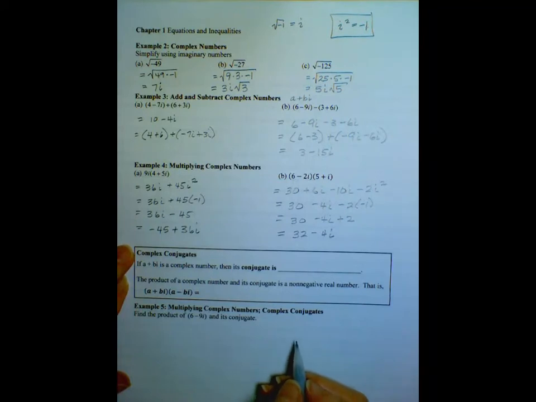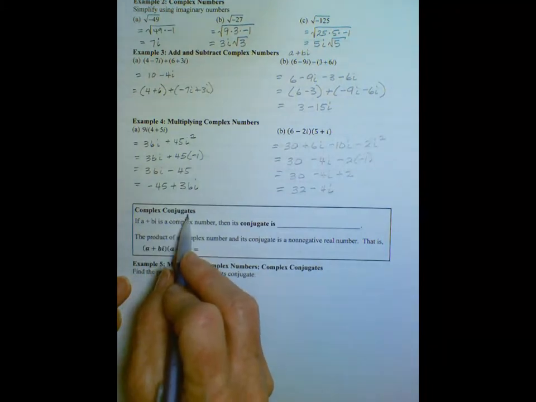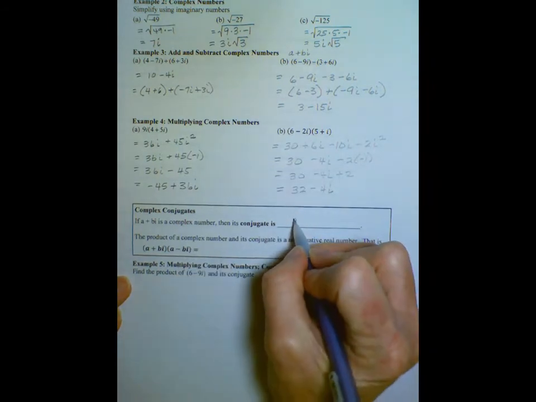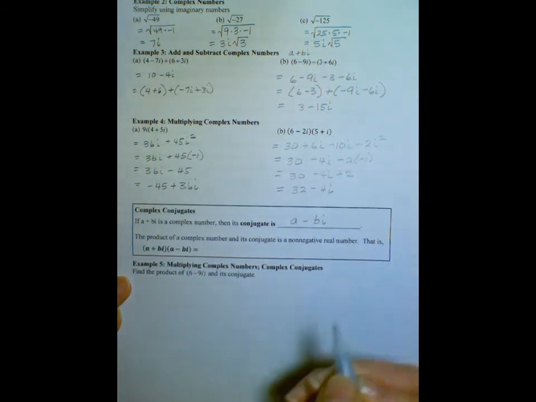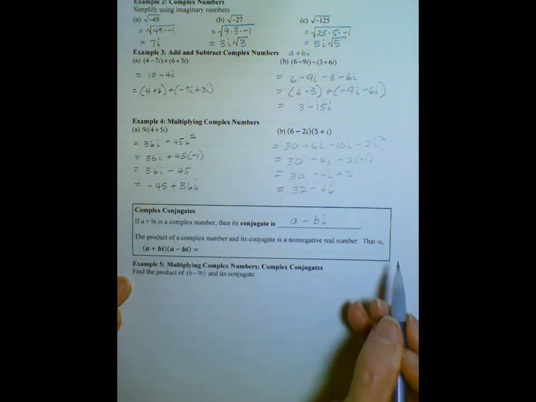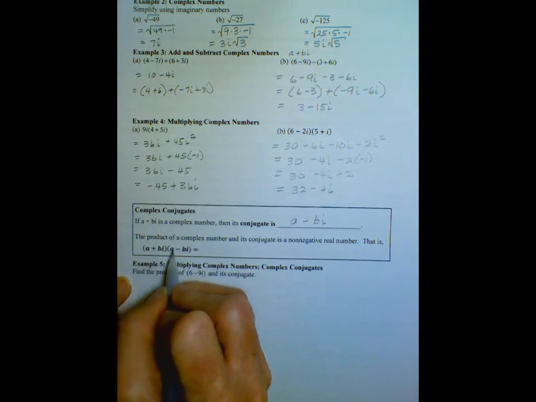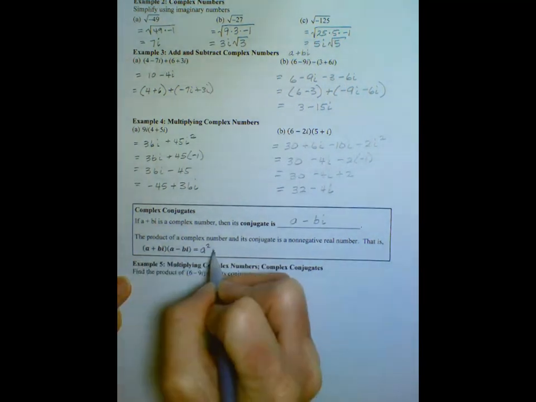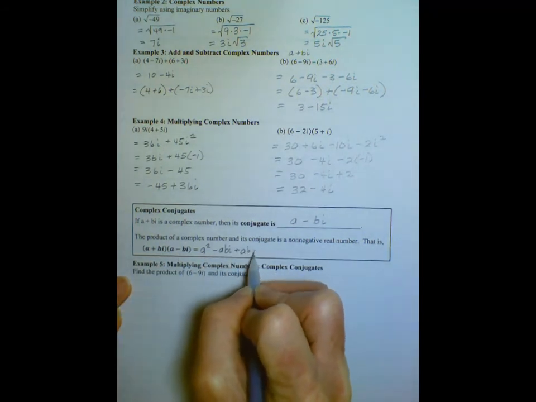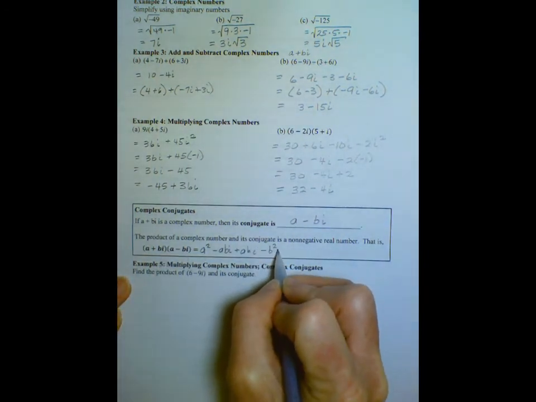Okay, very simple. Before we get to division, we need to understand something about a word called conjugates. If a plus bi is a complex number, then its conjugate is a minus bi. The product of a complex number and its conjugate is a non-negative real number. So if we multiply a plus bi times a minus bi, let's see what we get. First times first, a squared. Outside times outside, negative abi. Inside times inside, positive abi. Last times last, it's a positive times a negative, so it's negative b squared i squared, right?